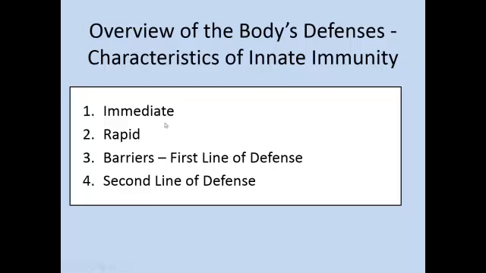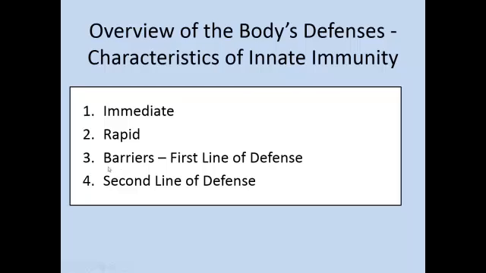It is immediate. As soon as you're exposed to something that identifies a pathogen as being other, then the innate immunity responds immediately. Unlike the adaptive immune system, you don't have to be exposed to it once to have a response. With the adaptive immune system, you are exposed to the pathogen and then the body gears up that adaptive immunity. Because of this immediate response, the innate immune system responds in a rapid fashion, faster than the adaptive immune system.